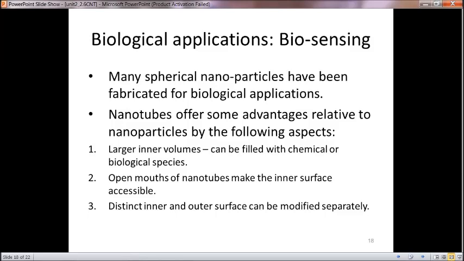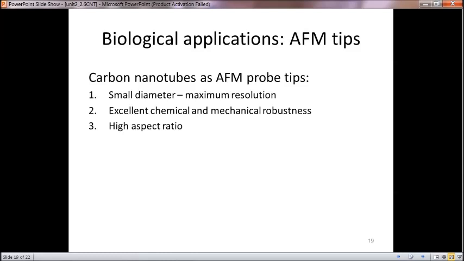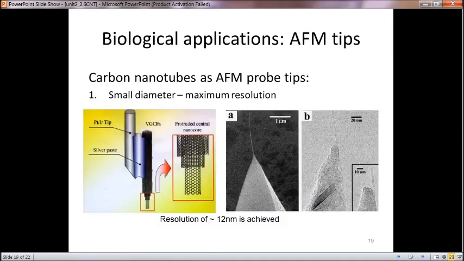And whenever we are using atomic force microscopy, the probe tips have a smaller diameter and maximum resolution. They have excellent chemical and mechanical robustness and a high aspect ratio. And so the carbon nanotubes are used as atomic force microscopic probe tips. See, it's given over here. At the probe tip, they are using carbon nanotubes at the range of 1 micrometer or 20 nanometer or even 10 nanometer.